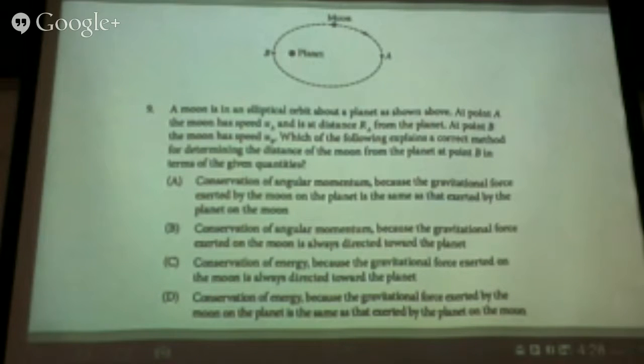We have a gravitational force on the moon that's directed toward the planet. Does that tell me that I can use conservation of energy, or does it tell me that I can use conservation of angular momentum?